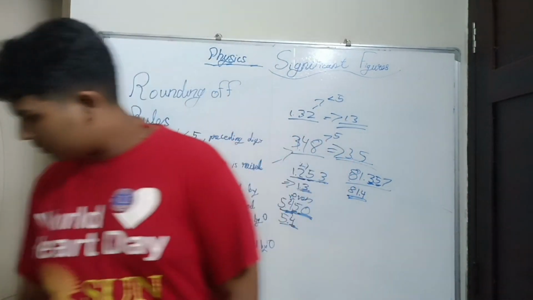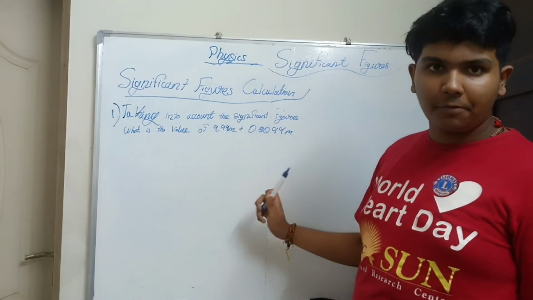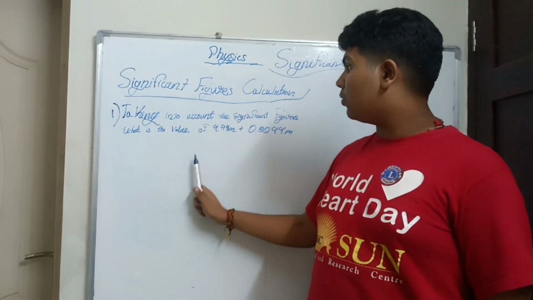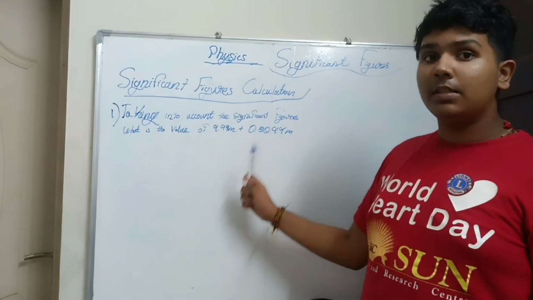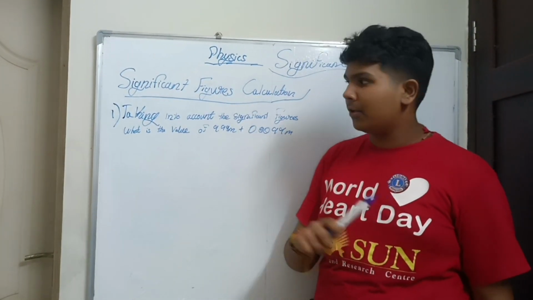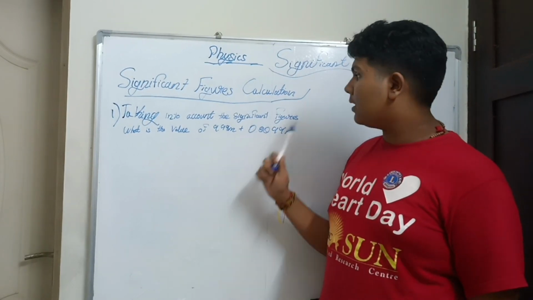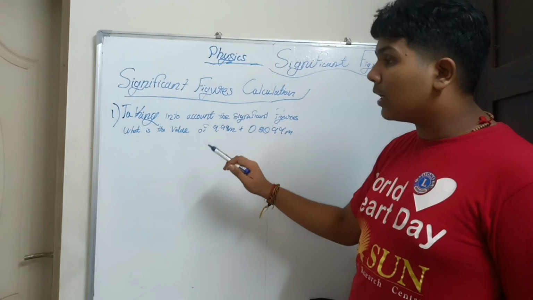Now we'll be doing this, taking into account the significant figures. What is the value of 9.99 meter plus 0.0099 meter? So pause the video and try to solve it out. 9.99 plus 0.0099. This is actually, you can add them.